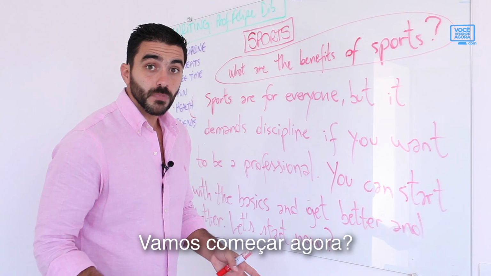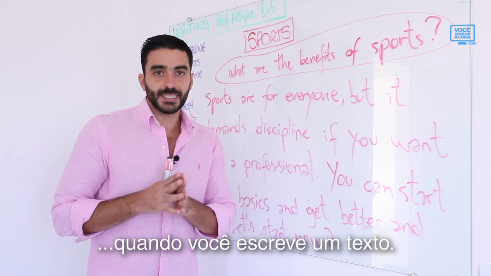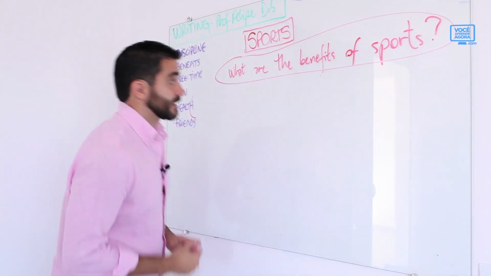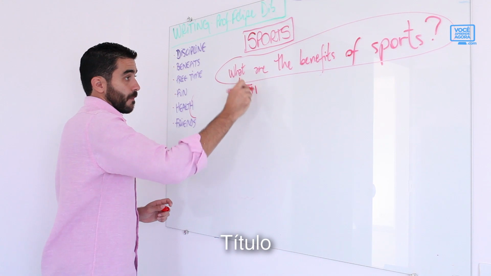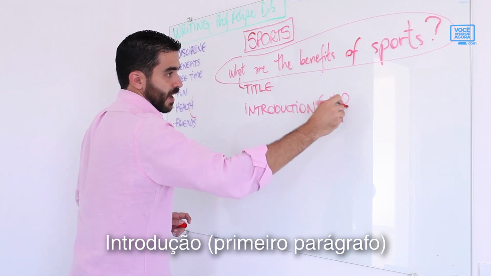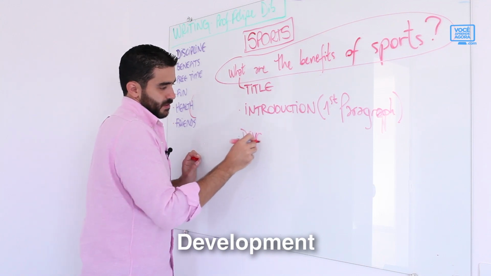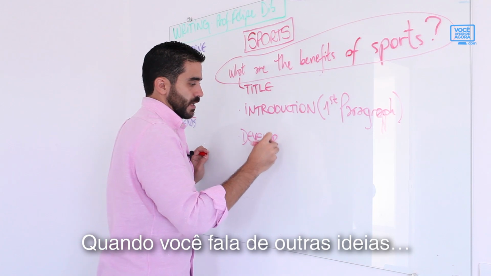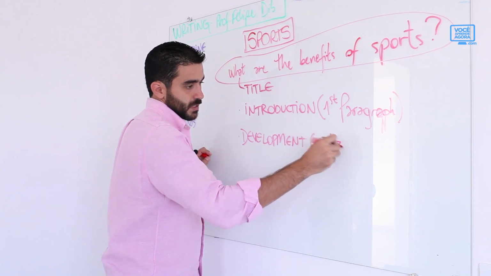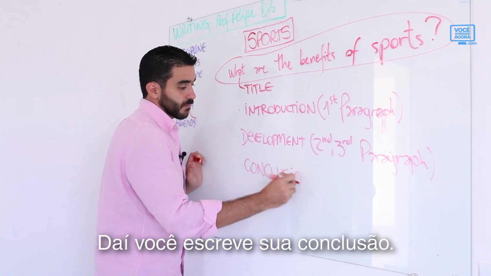Let's start now. So this is the structure you follow when you write a text in an article. You write the title, then you write the introduction, which is your first paragraph. Then you write your development. It's when you talk about other ideas, when you go deeper. Second, third paragraph. And then you write your conclusion.